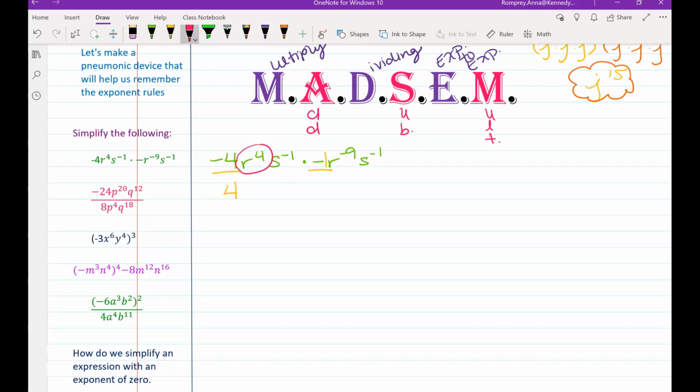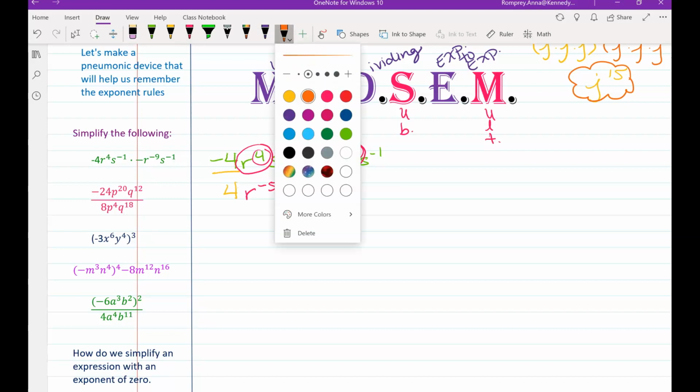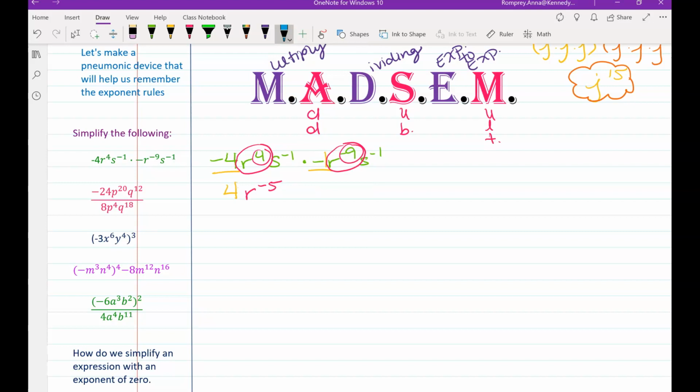All right, now let's look at our r's. We have r to the 4th times r to the -9th. Again, when multiplying, we add the exponents. So 4 and -9 gives us r to the, there's more negatives, so 9 minus 4 is 5, so -5. Okay? And now look at our s's. S to the -1, s to the -1, like bases of s, so we keep our base of s, add those exponents, -1 and -1 gives us -2.